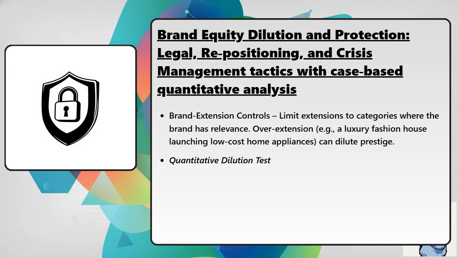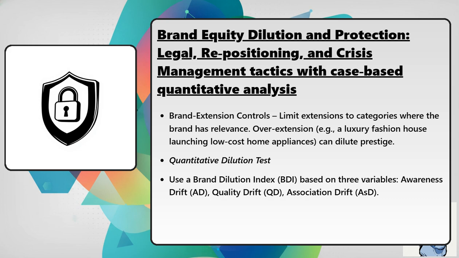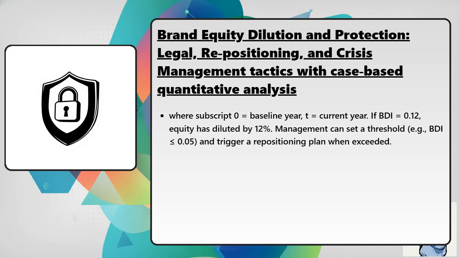Quantitative dilution test. Use a brand dilution index, BDI, based on 3 variables: awareness drift, AD; quality drift, QD; association drift, AsD. BDI equals 1 minus (A sub T times Q sub T times As sub T) divided by (A sub 0 times Q sub 0 times As sub 0), where subscript 0 equals baseline year and T equals current year.